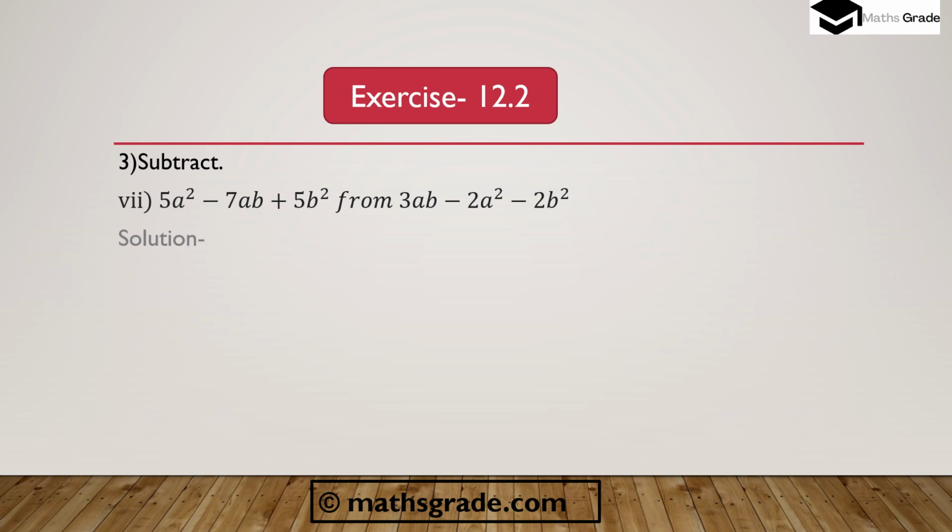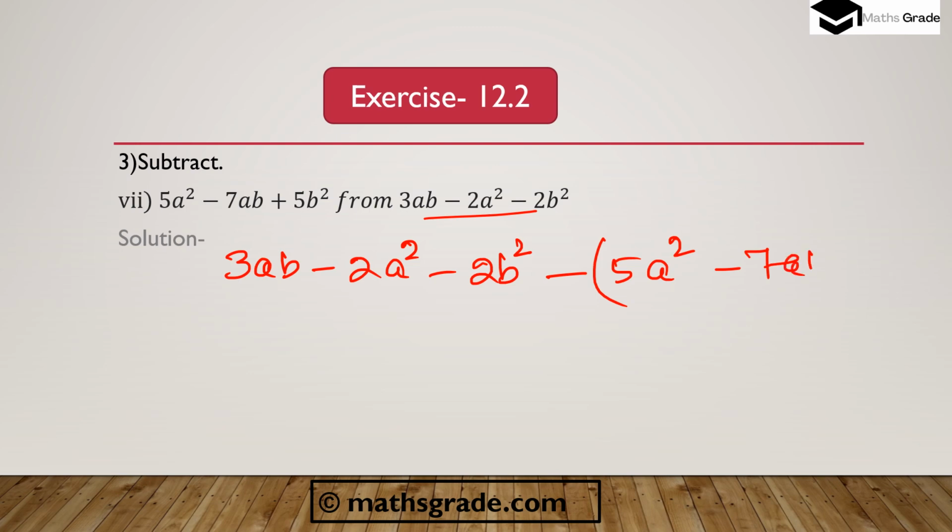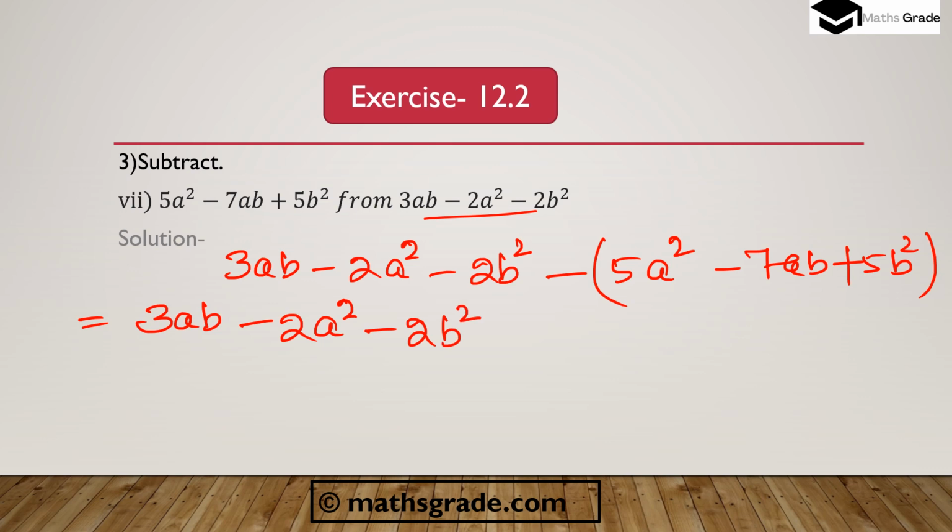Now question number 7, part b. Subtract 5a square minus 7ab plus 5b square from 3ab minus 2a square minus 2b square. So 3ab minus 2a square minus 2b square minus 5a square minus 7ab plus 5b square. Now 3ab minus 2a square minus 2b square, minus multiplied with plus is minus 5a square, and minus multiplied with minus is plus 7ab, minus multiplied with plus is minus 5b square.